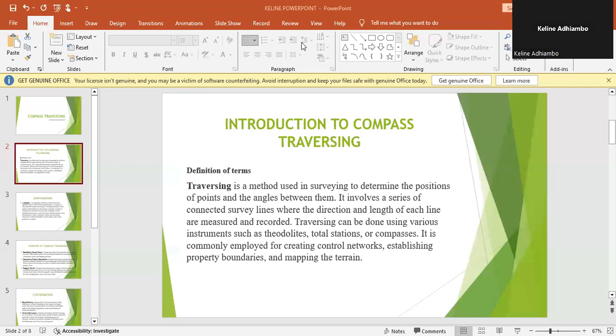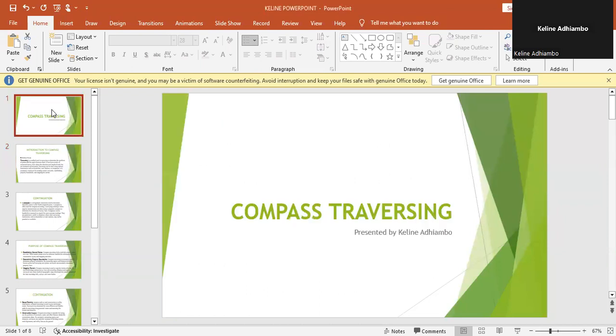Our unit of today is survey, and we are going to start on compass traversing.